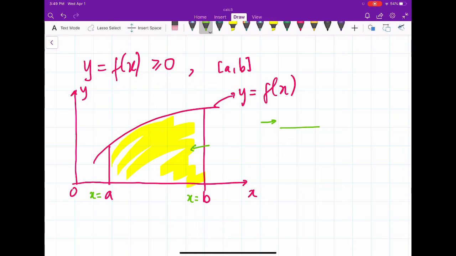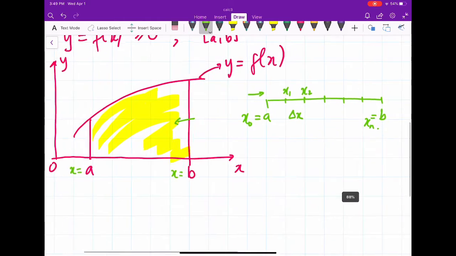So I have to divide the interval a and b into subintervals. Let's say subintervals of the same width, okay? And all of them have the length delta x. This is x0, this is x1, x2, and so on, and here is xn, okay?